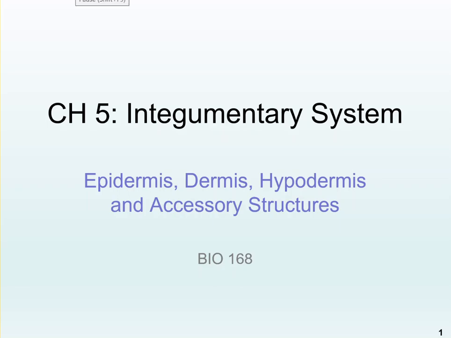All right, let's get started on the integumentary system. This is arguably the largest organ system in our body. This is what we commonly know as our skin. So, your integumentary system is your skin.